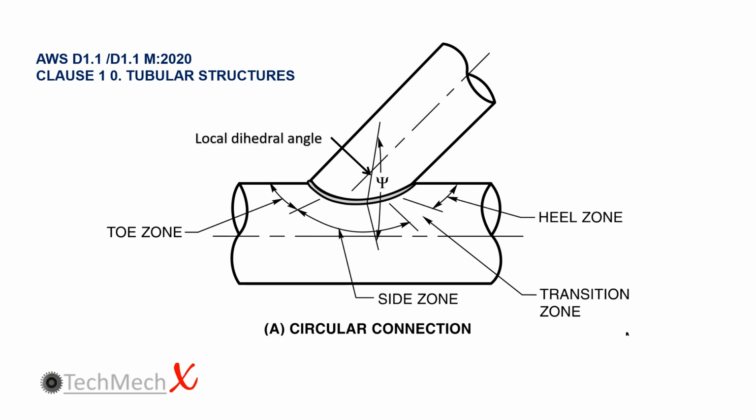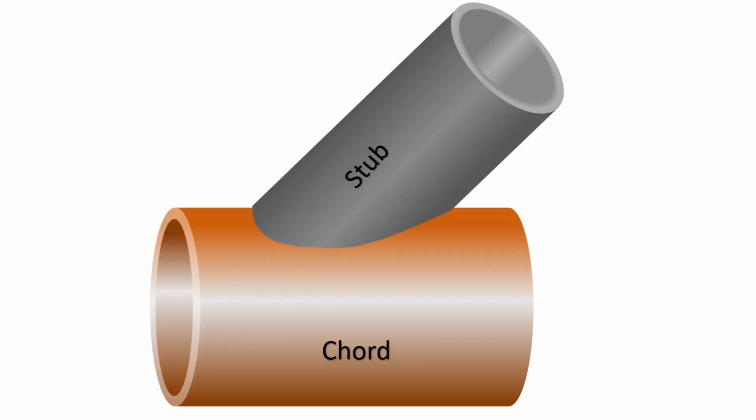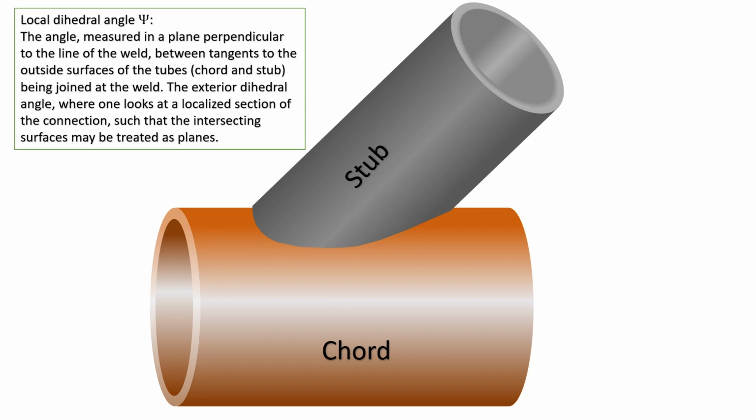Extract of AWS D1.1 denoting different parts of tubular node structure. Local dihedral angle. At the top left, the definition of the local dihedral angle is provided. To better understand it, let's break down the definition. Let's focus on the underlined text and illustrate it on the node tubular connection figure. The underlined text states: the angle measured in a plane perpendicular to the line of the weld.